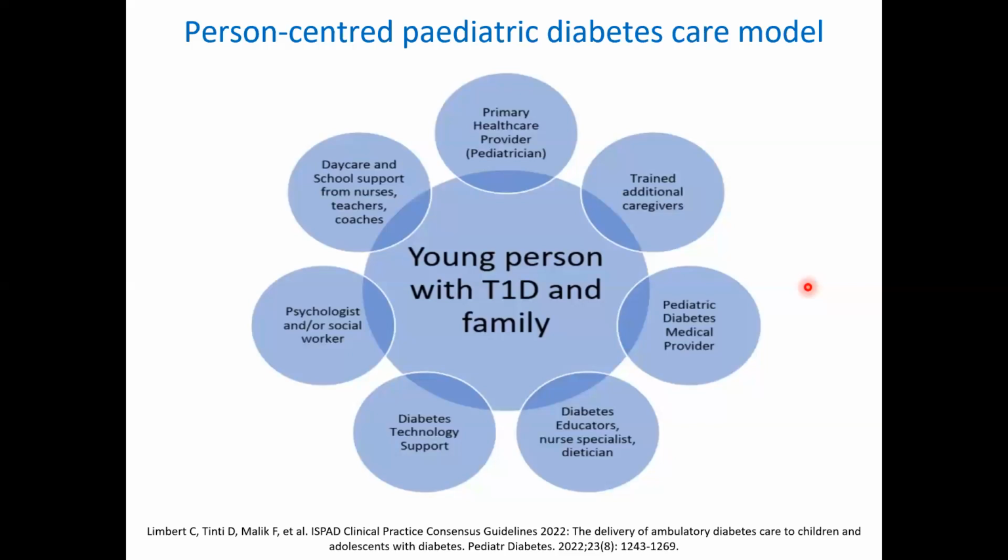So in terms of the multidisciplinary team, depending on where the setting is, if you're in a setting where you don't have an endocrinologist, for example, then the primary healthcare provider, who could be a pediatrician, will definitely be a member of that multidisciplinary team. We also need to have pediatric diabetes specialists, such as diabetes educators and nutritionists. We also need to have psychologists and social workers on board.